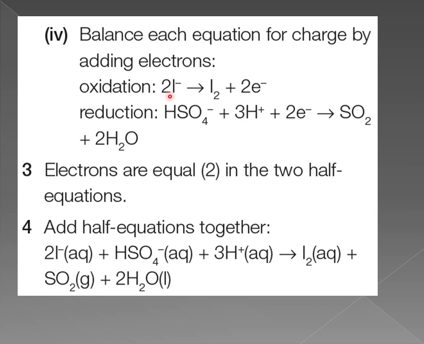For iodide, we have here 2 negative. So on the other side, we have to release 2 electrons. And as you can see, loss of electrons, this is oxidation. While in hydrogen sulfate, in the reduction equation, we have negative 1 plus 3, so it's plus 2, and plus 2 electrons, so it's 0, and the other side, it's 0 charge. So the electrons are equal in the 2 half equations, so we can combine them together to give the answer.